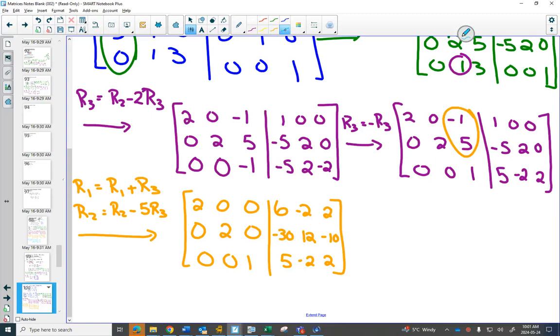Normally, I would switch colors again. Well, first of all, normally I would have made this a 1. And then I'd switch colors again because step 4 would be making that one a 0. This one is so nice that it's already a 0. So the last thing I need to do would be to make these 1s. So I need to take row 1 and divide it by 2. And I need to take row 2 and divide it by 2.